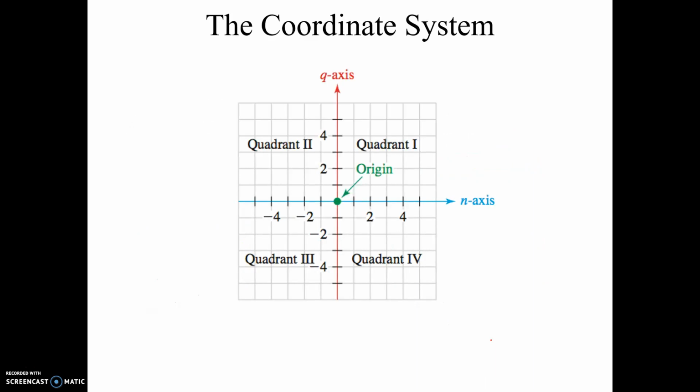The coordinate system is made up of the horizontal x-axis and the vertical y-axis. I'm not sure why in this PowerPoint I have it labeled incorrectly. Sorry about that. We have the horizontal as the x-axis and the vertical as the y-axis. The coordinate system is split up into 4 quadrants: quadrant 1, quadrant 2, quadrant 3, quadrant 4. Notice the quadrants go counterclockwise. And at the center, we have the origin, which is the point 0, 0.